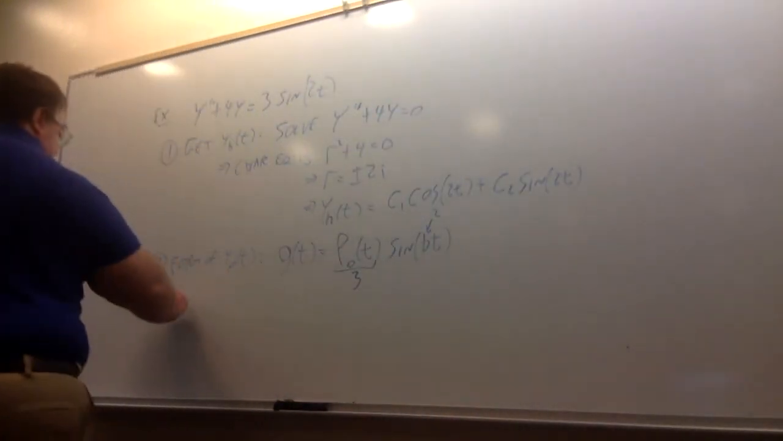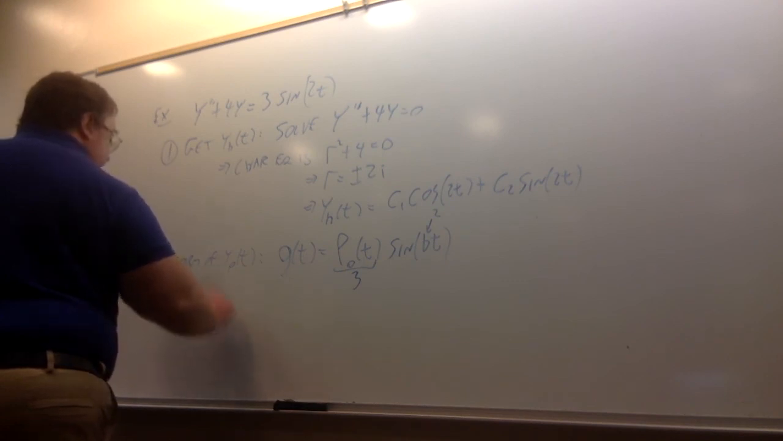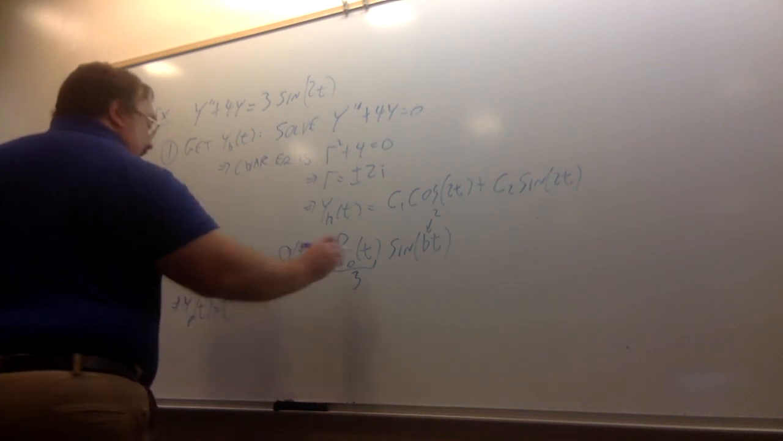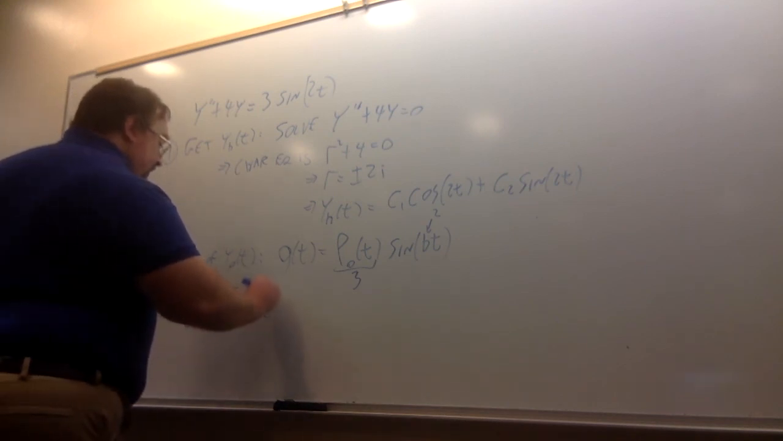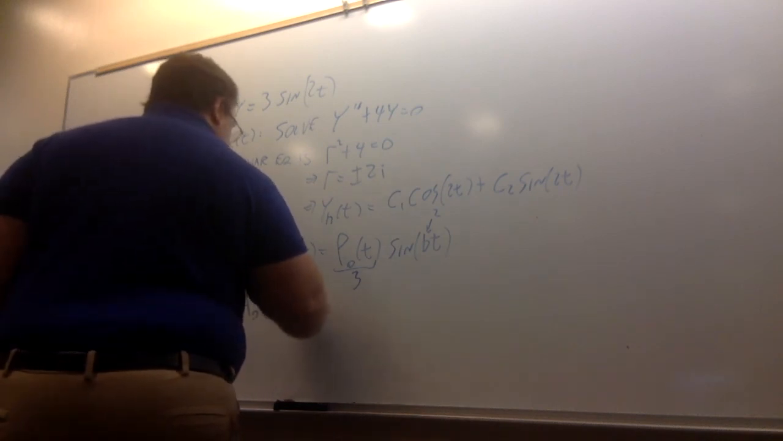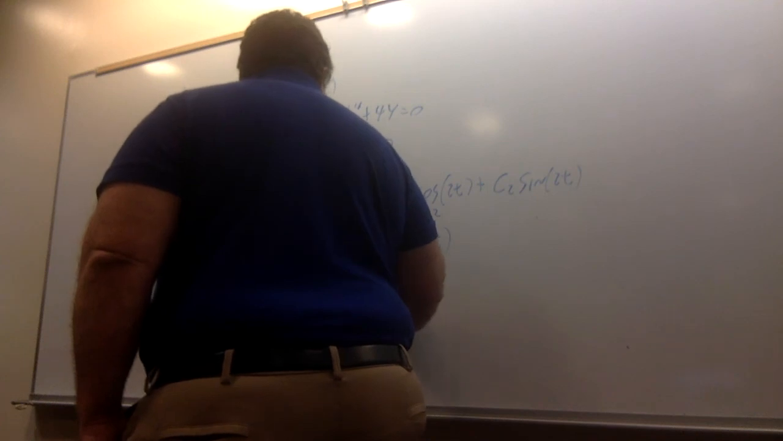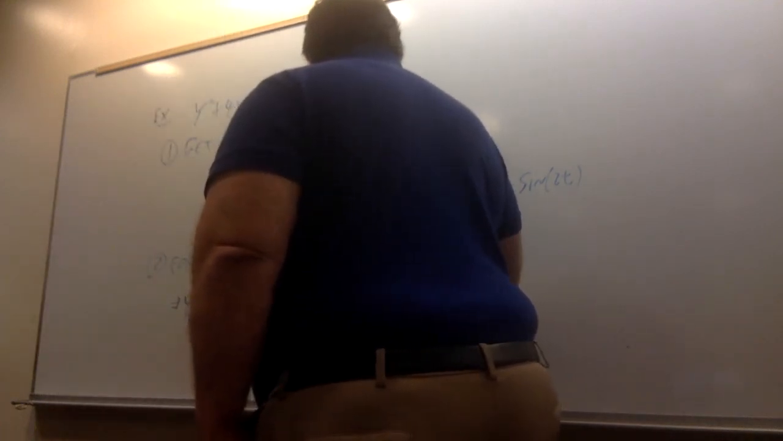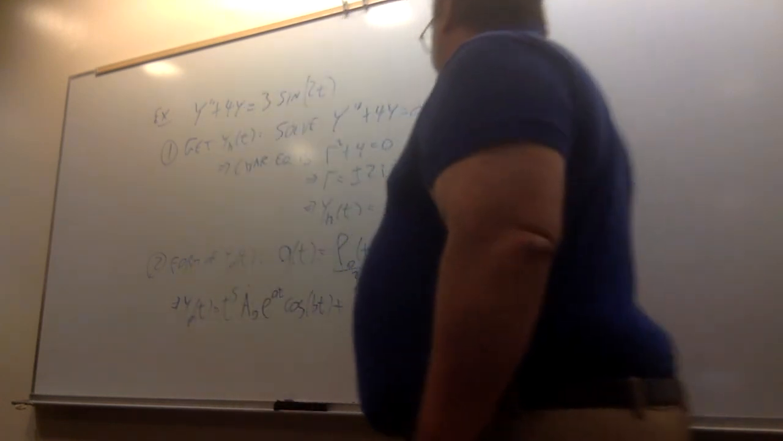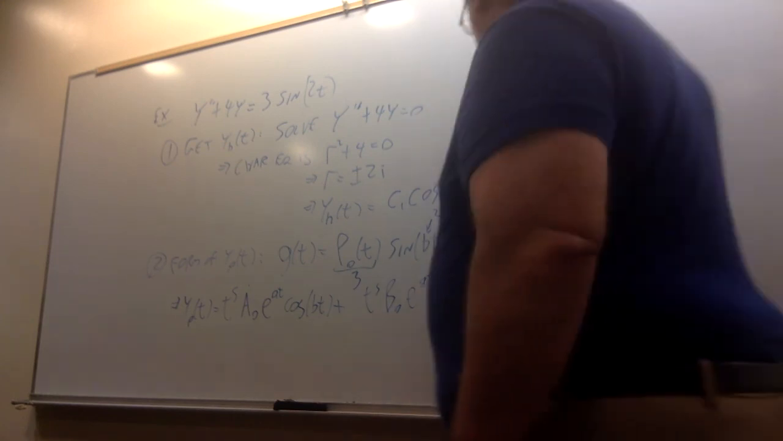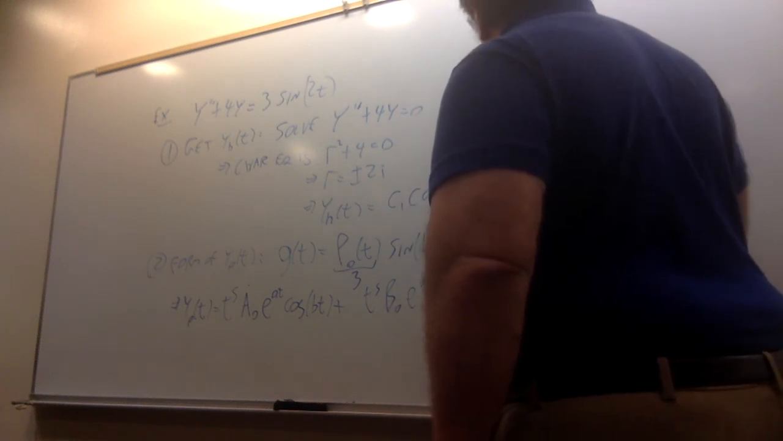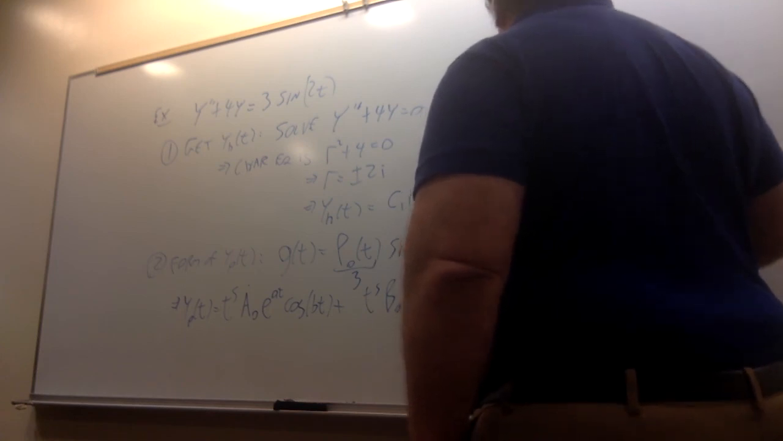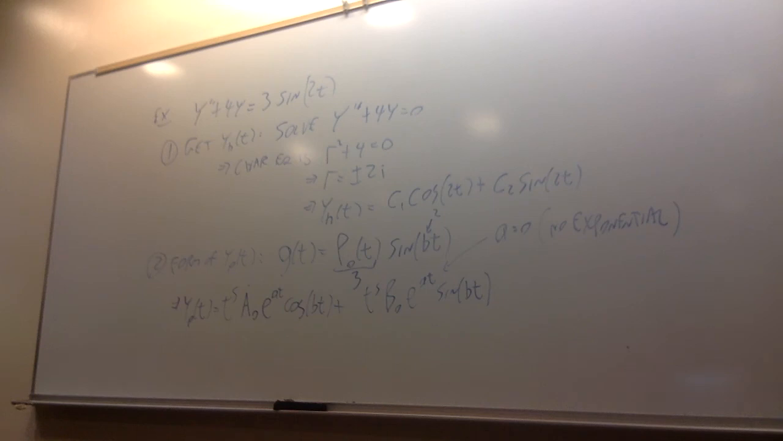So now, the particular solution is t to a power s times a polynomial of degree 0, which is just a constant a0, times e to the at cosine bt, plus t to the s, another constant b0, e to the at sine bt. Now in this case, b is equal to 2. A, the coefficient of the exponential, is 0 because there is no exponential present. So we're just going to have t to the s a0 cosine plus t to the s b0 sine.